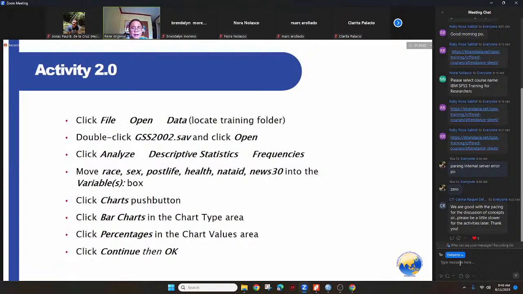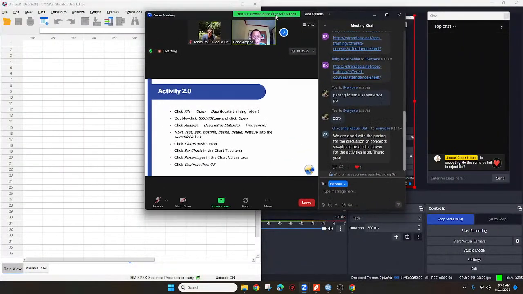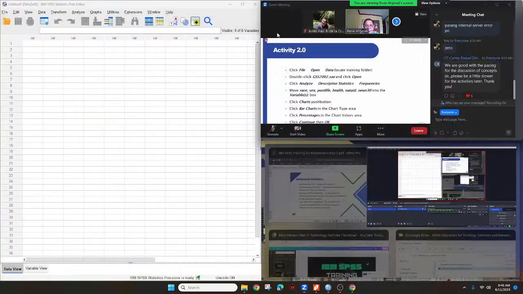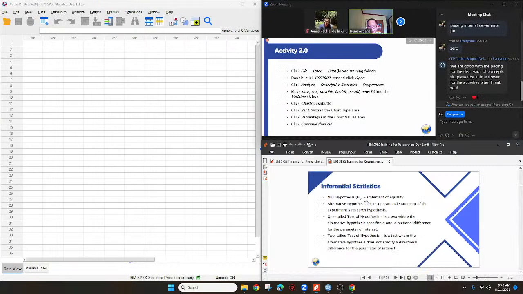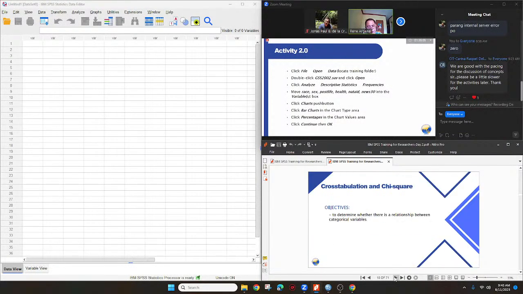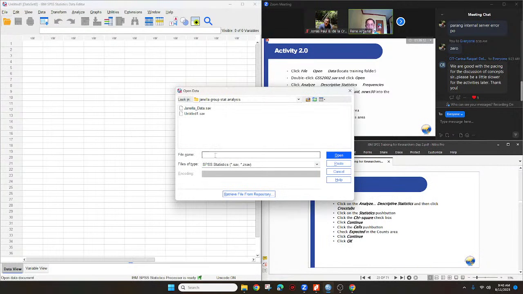Okay. So this is activity 2.0 using the GSS 2002 dataset. So you have to do frequencies, no, for race, sex, post-life, health, and news. Then use bar chart and then percentages. And then you present.